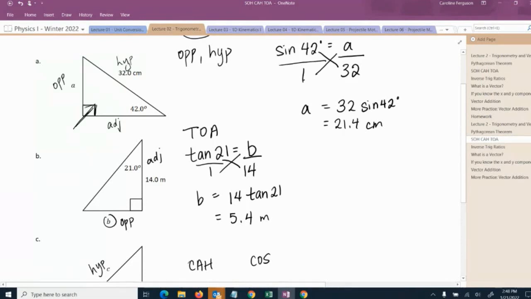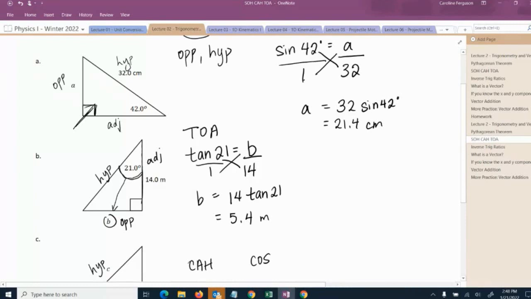So with B, we know this angle over here, and we're looking for the side opposite of it. So the first thing you need to do with your triangle is label the sides. The side that we're looking for is called opposite because it's opposite of the angle that we know. And the side that we do know, the 14 meters, is the adjacent side because it's next to the angle we know. It's the side that's touching where that angle is, but it's not the hypotenuse. So this is the hypotenuse.